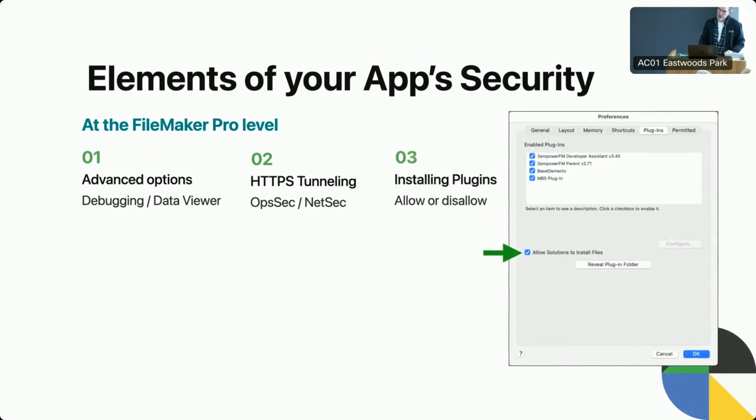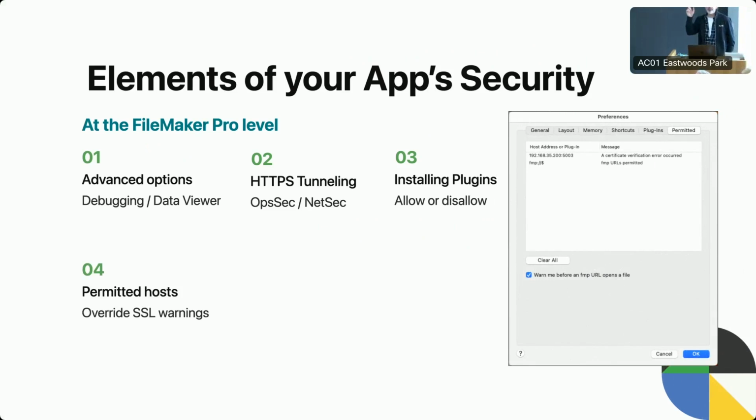Sure. The ability to install plugins. If you don't use plugins in your solution, then you shouldn't toggle this one on, right? Because plugins usually have a lot more power than some of the native FileMaker features. For instance, I can use SQL through a plugin to insert, delete, or change a record, these kinds of things, which you cannot do with the native FileMaker SQL, right? So if plugins are not necessary, make sure that plugins simply cannot be installed using that FileMaker Pro.